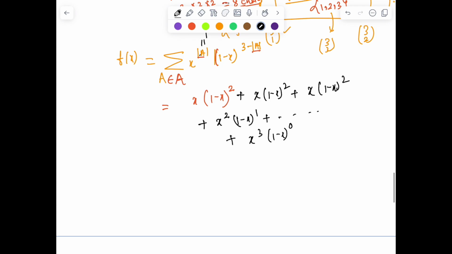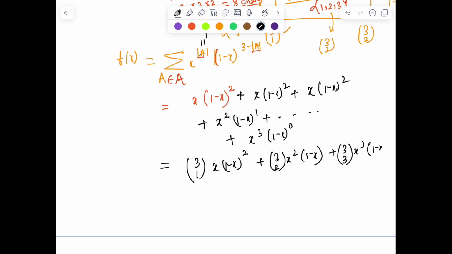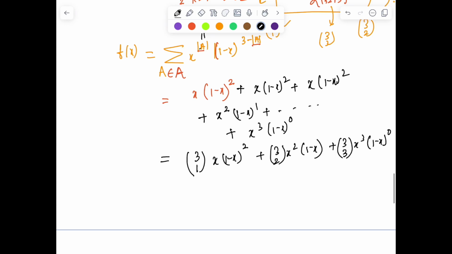So you can clearly see here, we have 3 choose 1, that's the number of ways in which we can select a subset of size 1, and that many times these terms will occur, x into (1 minus x) whole squared. Similarly, we'll have 3 choose 2, x squared times (1 minus x), and we'll have 3 choose 3, x cubed times (1 minus x) to the power 0. Now it gives a feel of the binomial theorem because every term is present, 3C1, 3C2, 3C3, except 3C0.